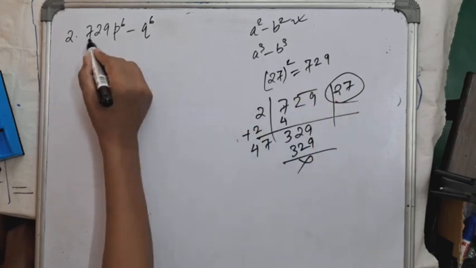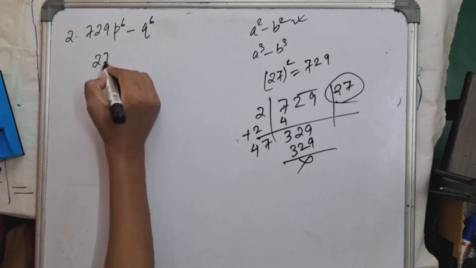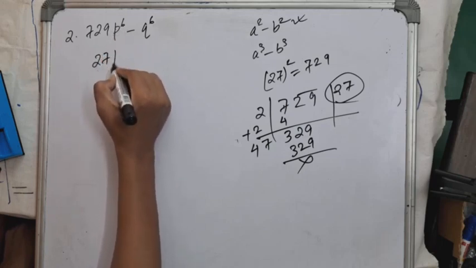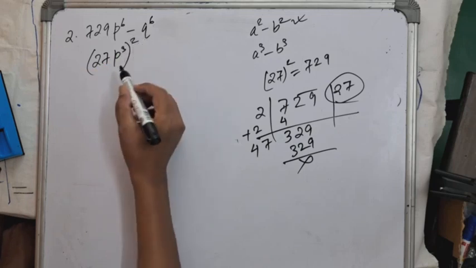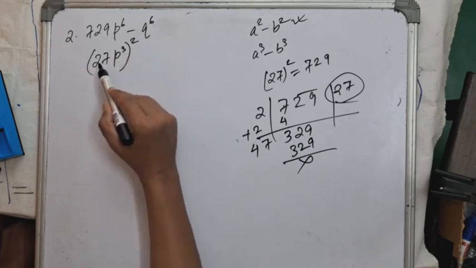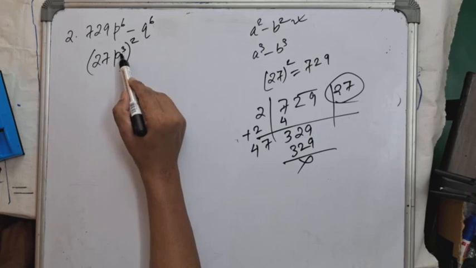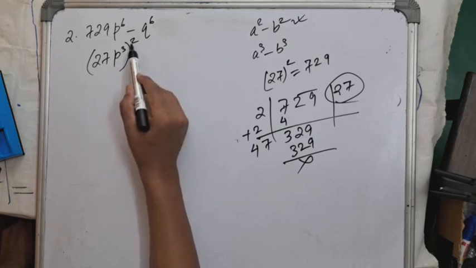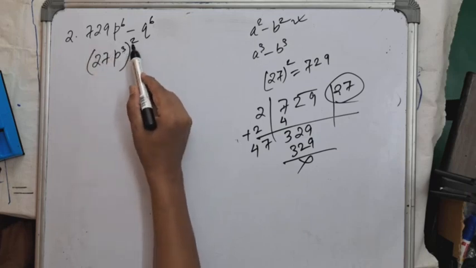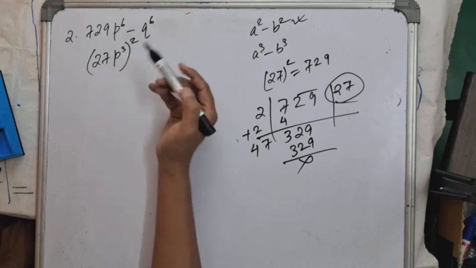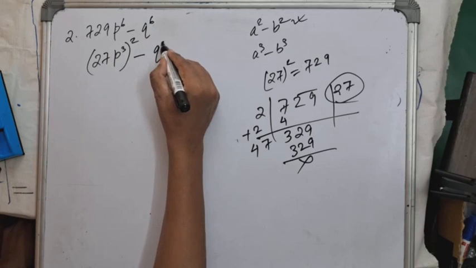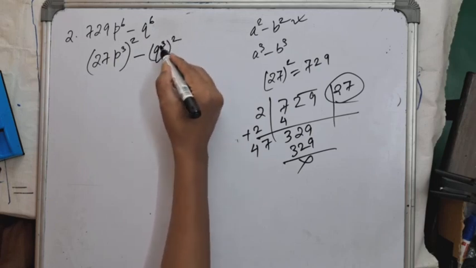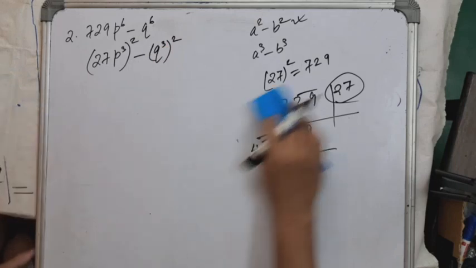Okay, so 729 we write 27, p6 we write p cube. Now we put whole square. This means this square applies to both the numbers 27 and p cube. So 27 square is 729, p cube squared is p to the power 6. Minus q to the power 6, we can write like this, q cube whole square, q to the power 6, isn't it?